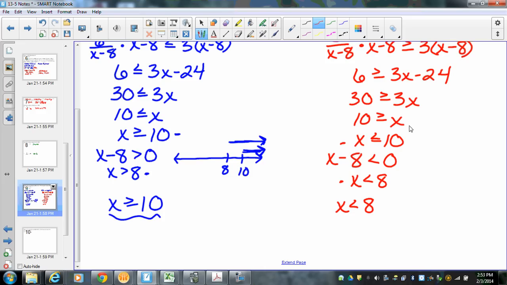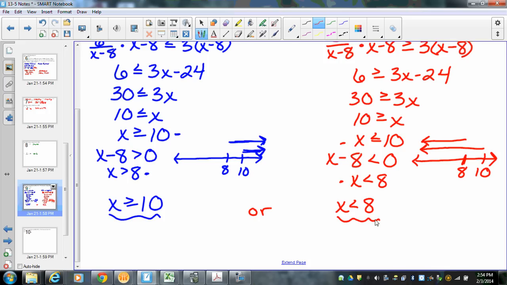Same thing here. If I take a number line with the 8 and the 10 on it again, my first answer told me that x needed to be less than or equal to 10. So I would start at 10 and I would go that way. The second inequality told me that x was less than 8. So I would start at 8 and go that way. So the shading that includes both solutions is to use 8. So we say x is less than 8.